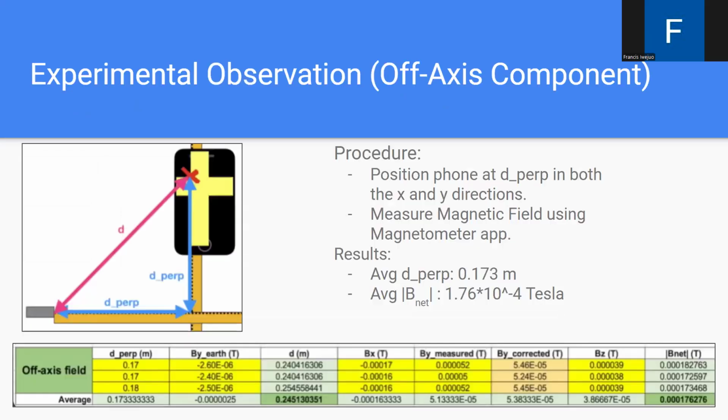The experimental observation for the off-axis component of this lab included positioning the phone at D_perp, a distance perpendicular position in both the X and Y directions. As you can see on the left, the diagram shows what this looks like. Then we measured the magnetic field using the magnetometer app. The result was an average D_perp of 0.173 meters and an average magnitude of B of 1.76 times 10 to the negative 4. Here you can see some of the spreadsheets that I used to collect data.